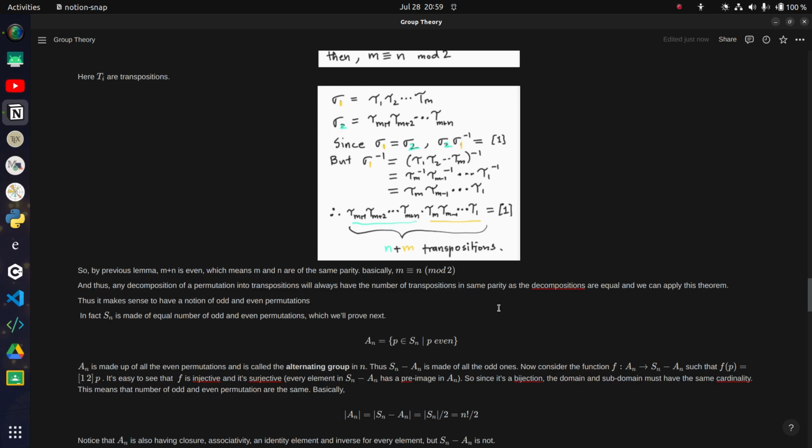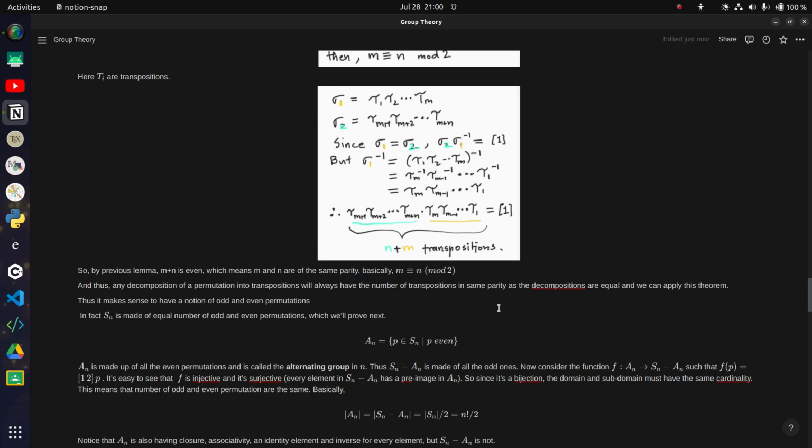Okay, so now we are going to a definition. We define A_n to be the set of all permutations in the permutation group S_n such that the permutation is even. So A_n is called the alternating group because you skip one permutation and you take the other one. I mean, pretty obvious. So A_n is made up of all the even permutations, and it's called the alternating group in n, and thus the other part, which is S_n minus A_n, is made up of all the odd permutations, right?